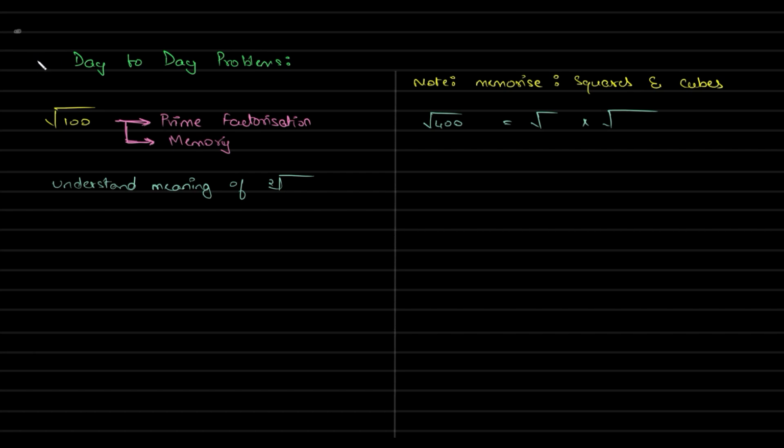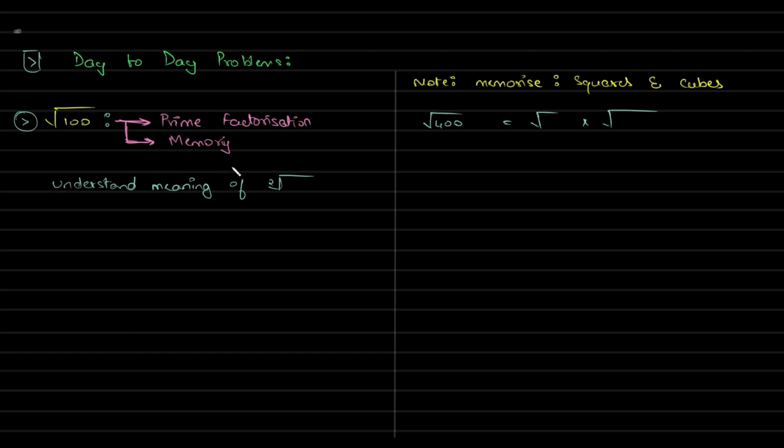We are looking at day-to-day problems using exponents. So it will make sense only if you apply something, right? I mean, if you don't do that, then what's the point of just learning the basics and not learning the actual application? This is one of the applications which I've seen kids miss. So we are looking at root of 100. We can find the answer using two methods, prime factorization and the memory method.